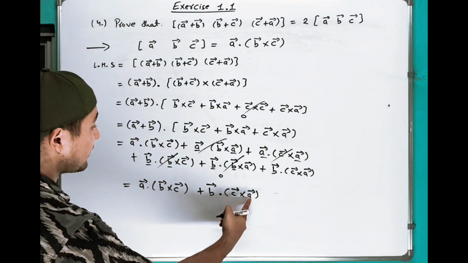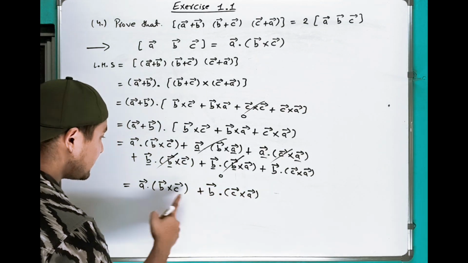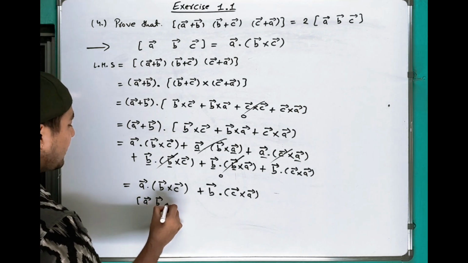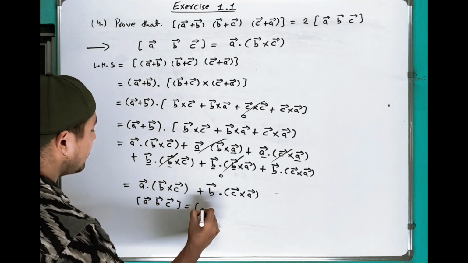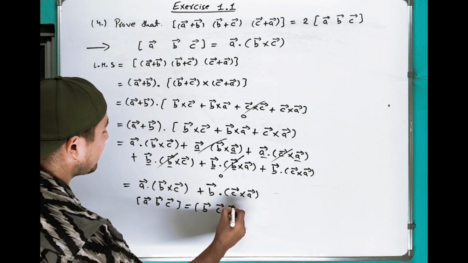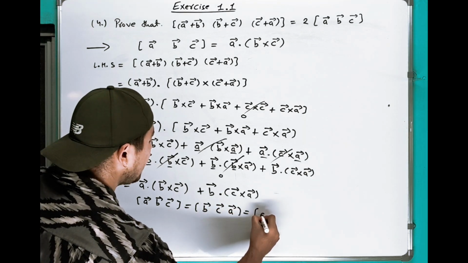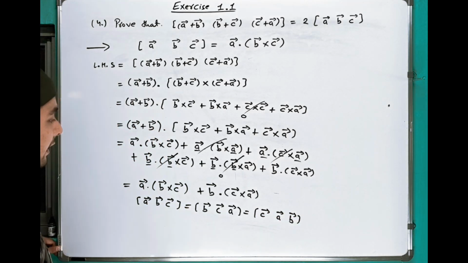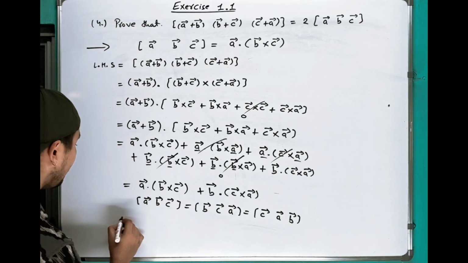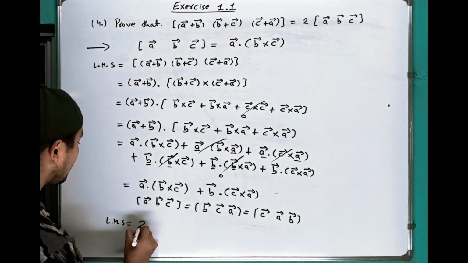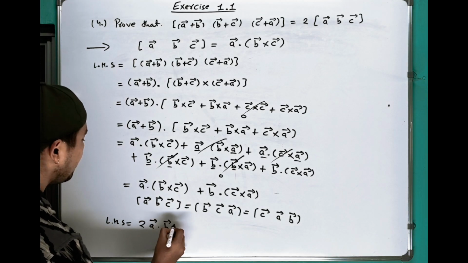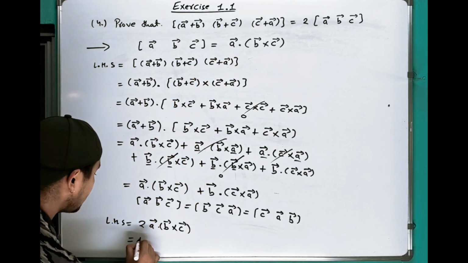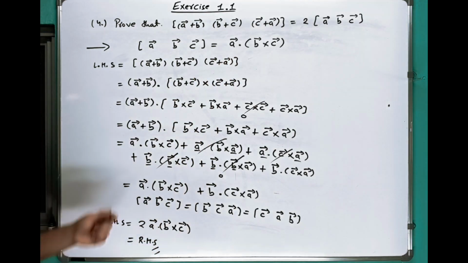So here this is a dot b bar cross c bar and this is b dot c bar cross a bar. These are the same, as we know that the scalar triple product of a bar, b bar, c bar is equal to that of b bar, c bar, a bar, and this is equal to that of c bar, a bar, b bar. This is the identity. So both things are the same, so the LHS will be equal to 2 times a bar dot b bar cross c bar, which is nothing but the RHS. So hence we have proved this.